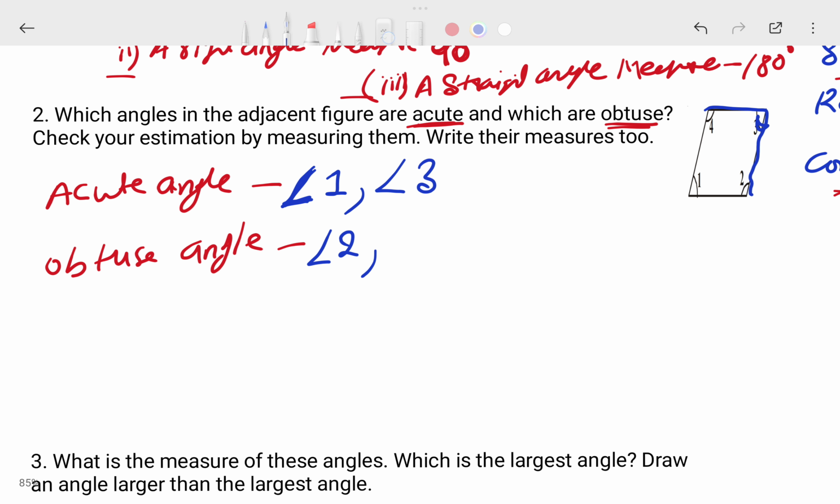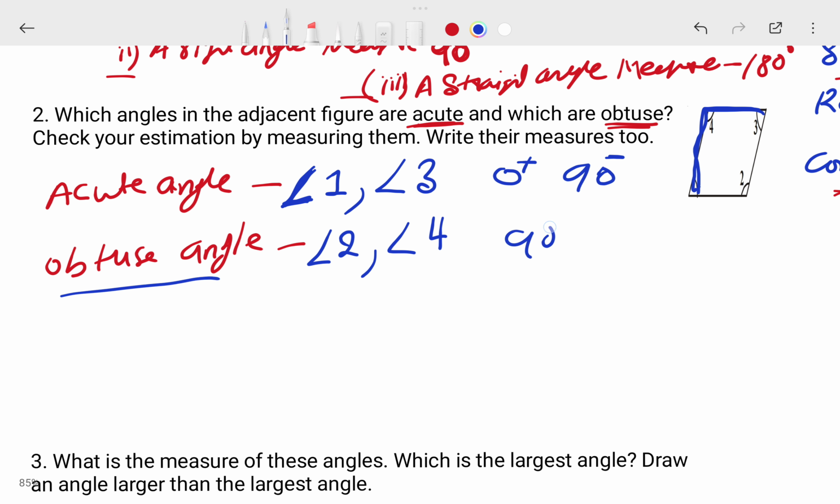Now if you measure angle 4, put your protractor here and just measure. It is going to be more than 90 degrees. It means that angle 4 is our obtuse angle. Acute angle means more than 0 and less than 90 degrees. Obtuse angle means more than 90 degrees and less than 180 degrees. Remember this point.